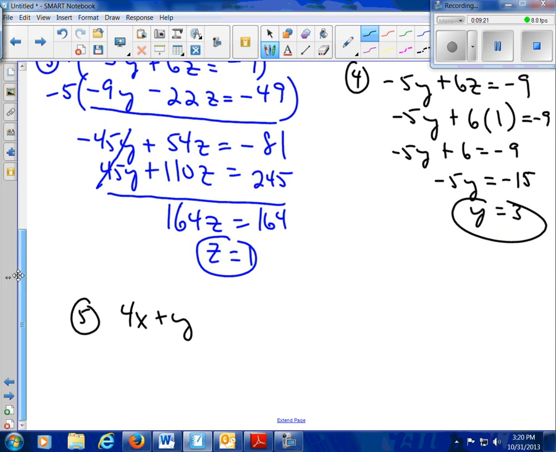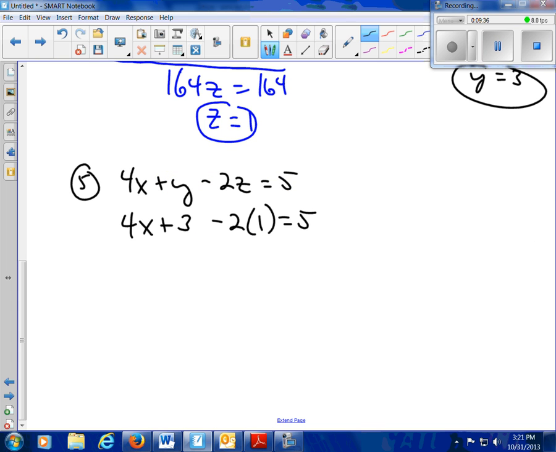minus 2z equals 5. And wherever there is a y, I'm going to put 3. And wherever there is a z, I'm going to put 1. Now I can solve for x. And again, negative 2 times 1 is negative 2. So positive 3 and negative 2 make positive 1.